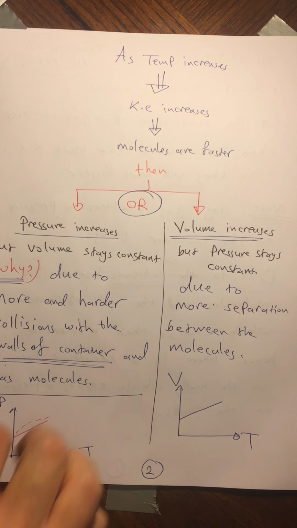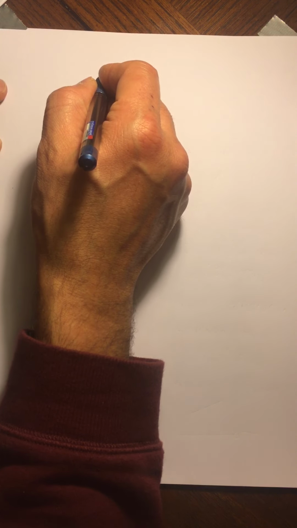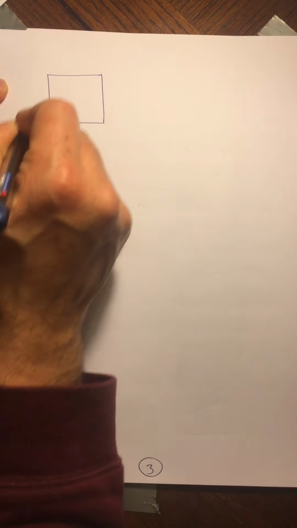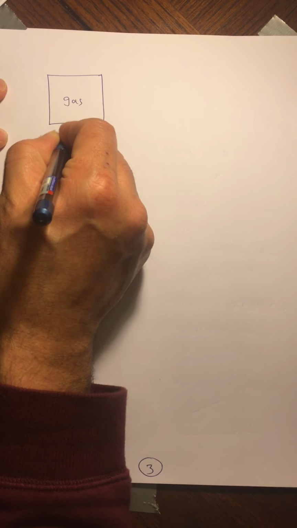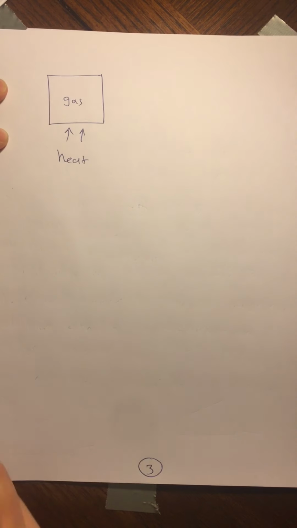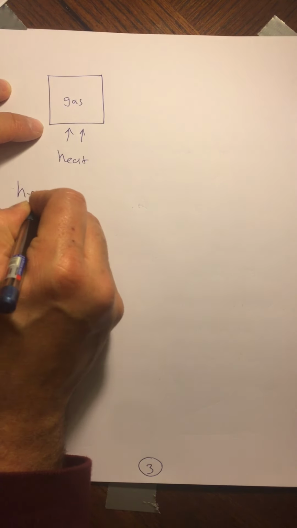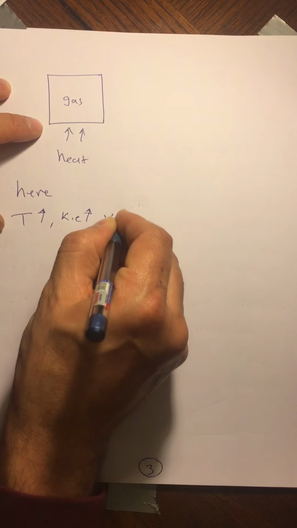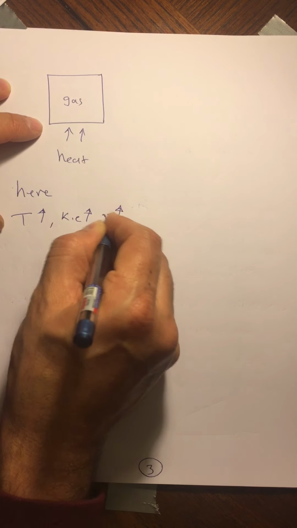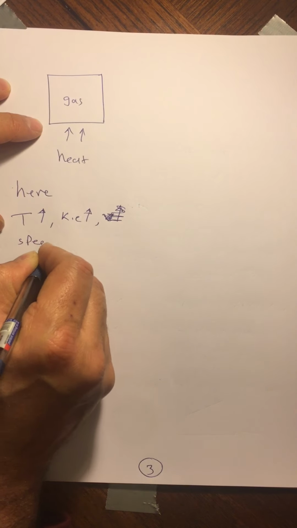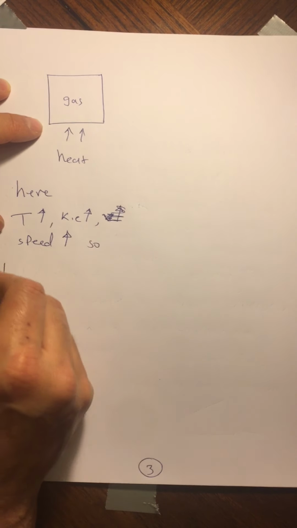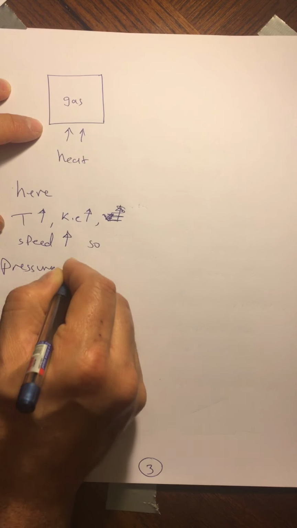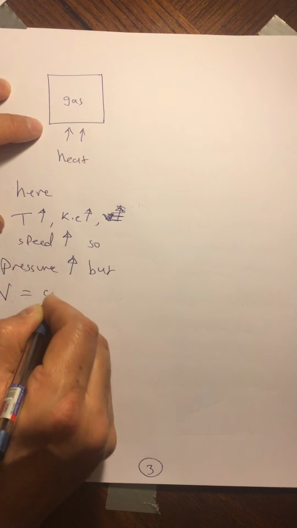What do you mean, Ustaz? If the type of container is fixed in volume, let's say like this. If I have, this is the container, and here we have gas, and there is heat. What will happen? Here, we are sure temperature increases, kinetic energy increases, molecules move faster, speed is faster. This is speed, not velocity, so don't think of it as velocity. Speed increases, so pressure increases, but the volume is constant.